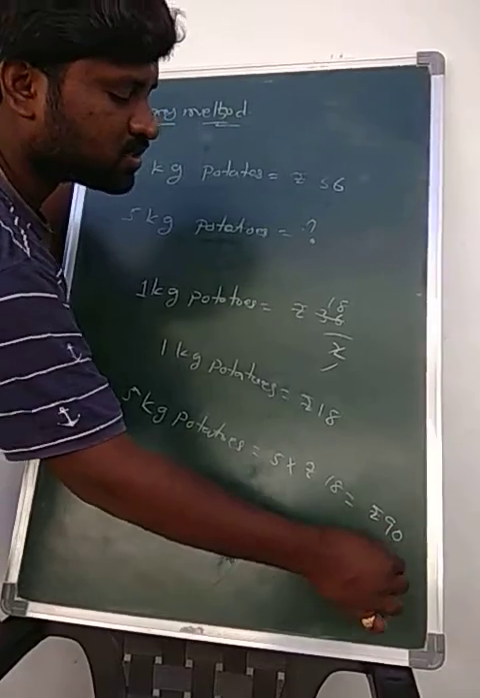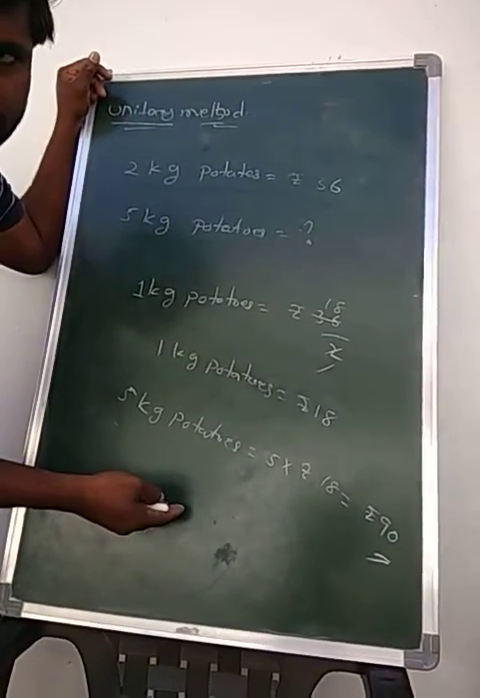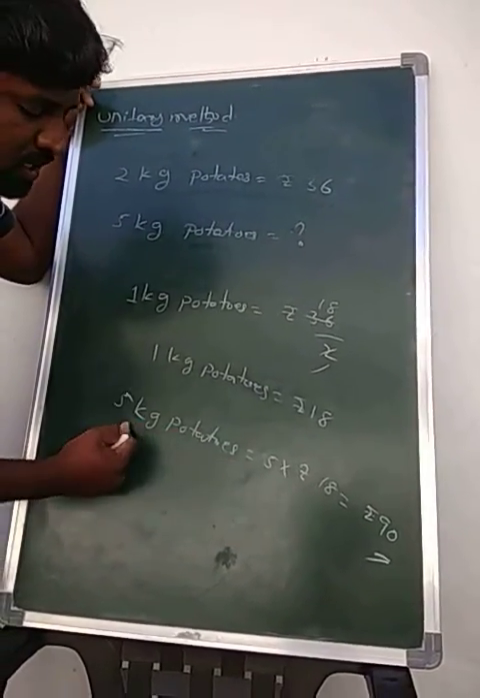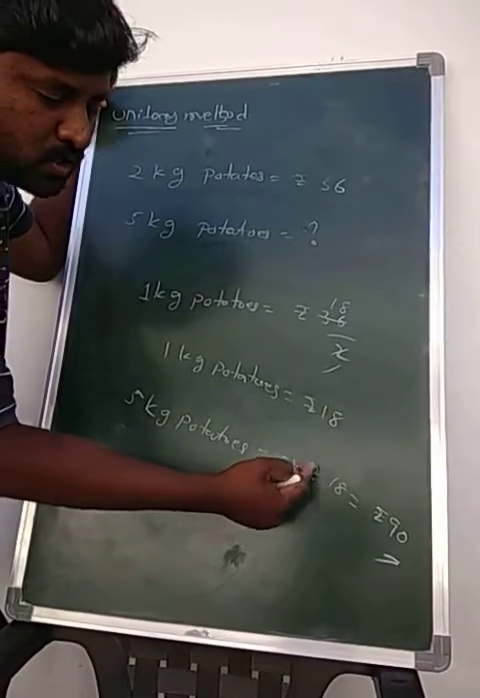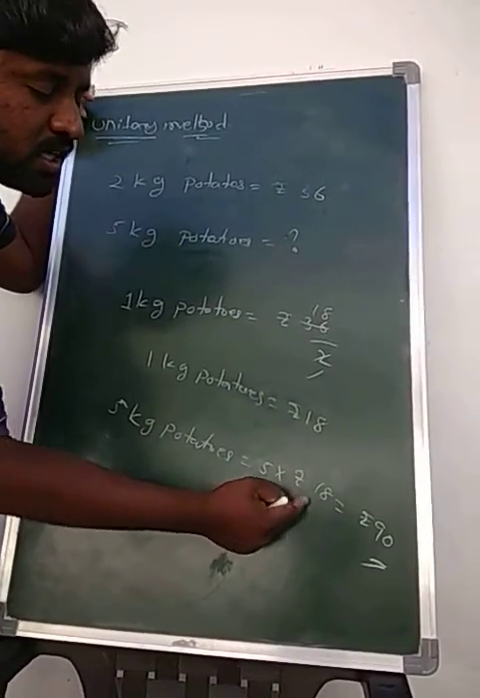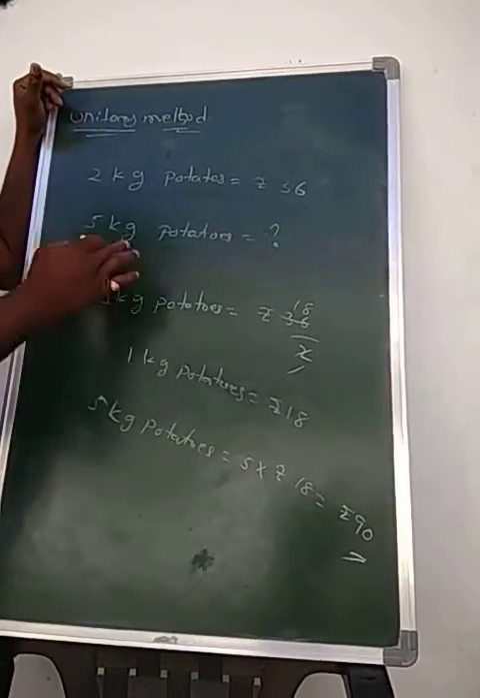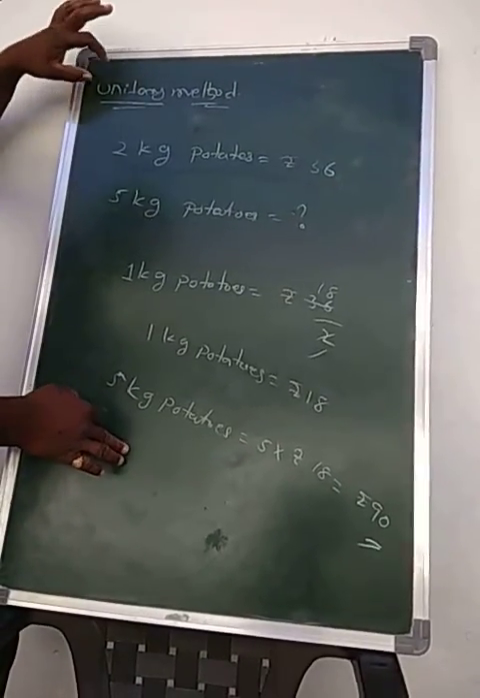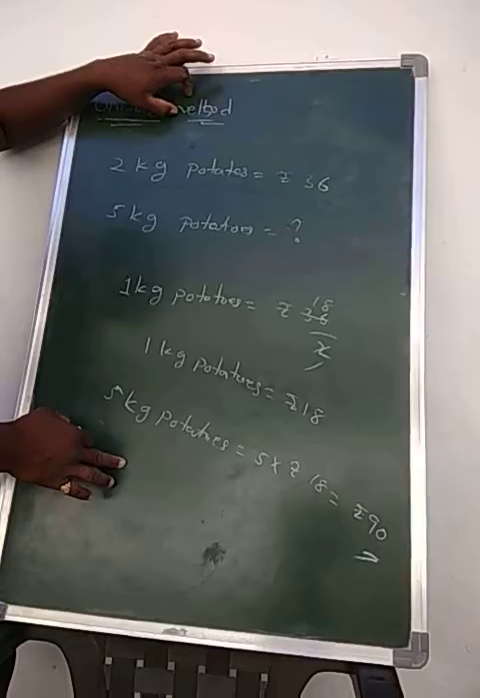Rupees 90. So this is also one of the methods. Then 5 into 18, 5 kg potatoes is equal to 5 into rupees 18. So that is 5 18s are rupees 90. So this is another method, that is called what? Unitary method. Okay.